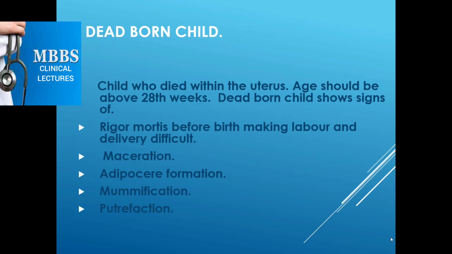Age should be above 28 weeks, the age of viability, and a deadborn child shows signs of rigor mortis at the age of 9 months before birth. If it appears before birth, then it makes the delivery very difficult. Then there are signs of maceration, adipocere formation, and there may be mummification or putrefaction of a dead child inside the uterus.